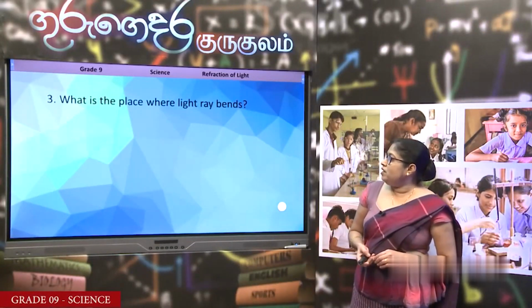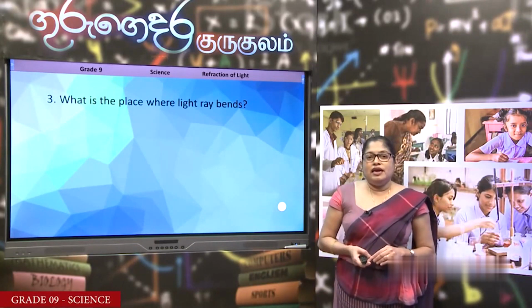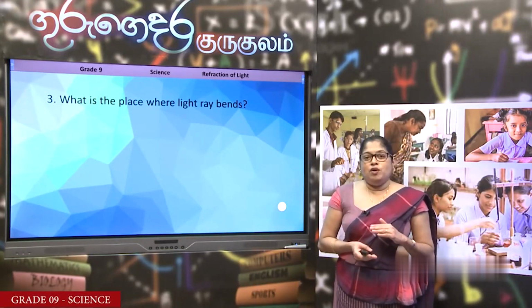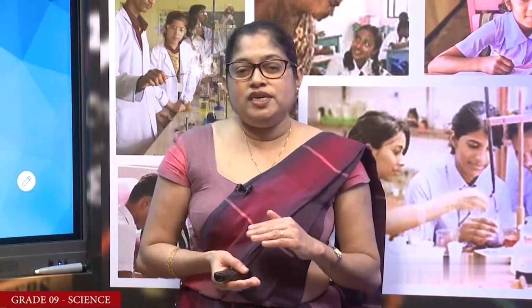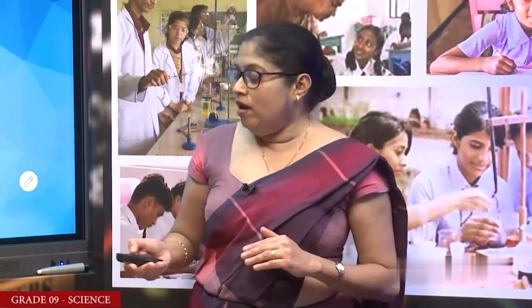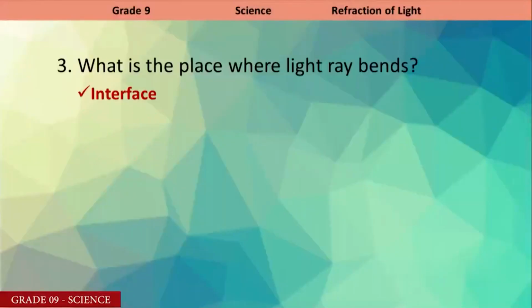What is the place where light ray bends? It is the surface where the air and water is contacting. We call it interface.